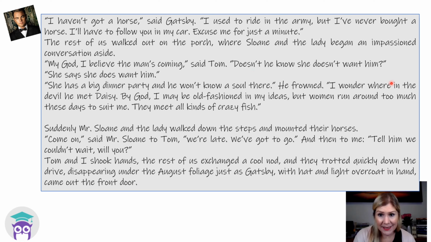And then he relates this to Daisy. "I wonder where in the devil he met Daisy. By God, I may be old-fashioned in my ideas, but women run around too much these days to suit me. They meet all kinds of crazy fish." That is all J. Gatsby is to Tom Buchanan, a crazy fish.